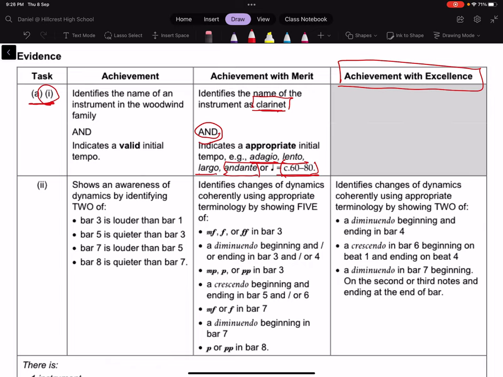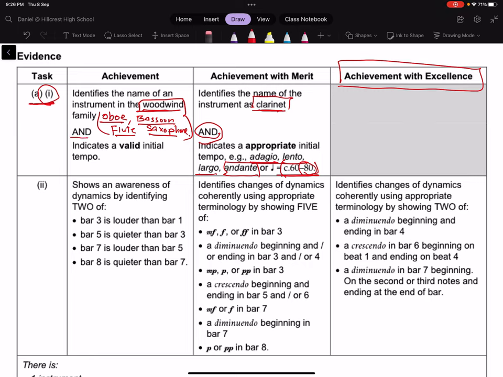If you got clarinet and the tempo marking with either adagio, lento, largo, andante, they even accepted andante, which is walking tempo, or walking speed. Andante is not slow. However, if your pulse was fast, then you know. But I think that's where they're going to draw the line. Achieved: if you named an instrument in the woodwind section, so this could be oboe or anything other than clarinet, even bassoon, would have worked. Maybe flute, if you thought it was a flute, or a saxophone. So my recommendation is that you just name something from the woodwind family.